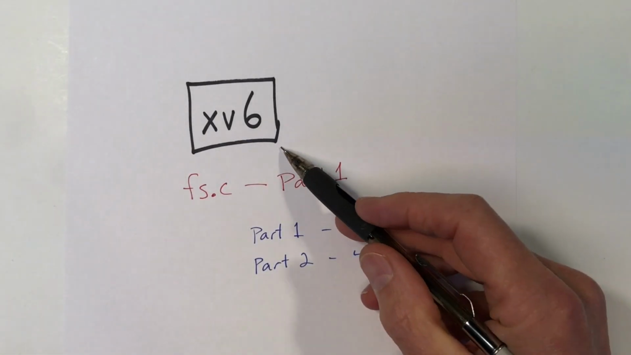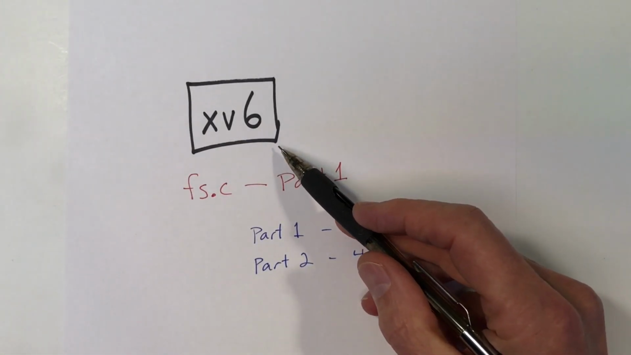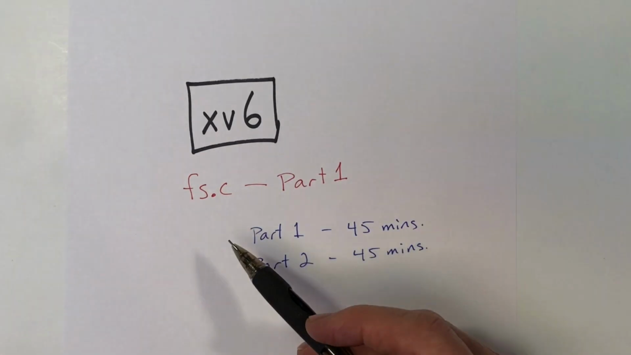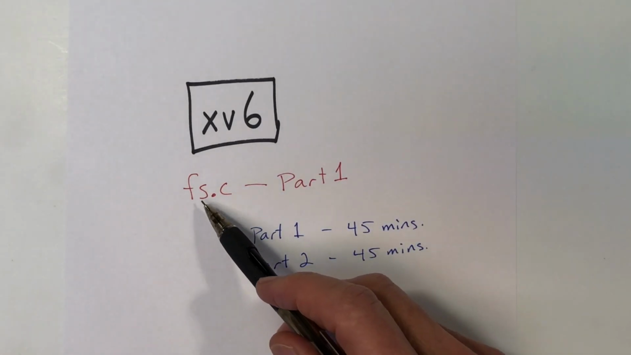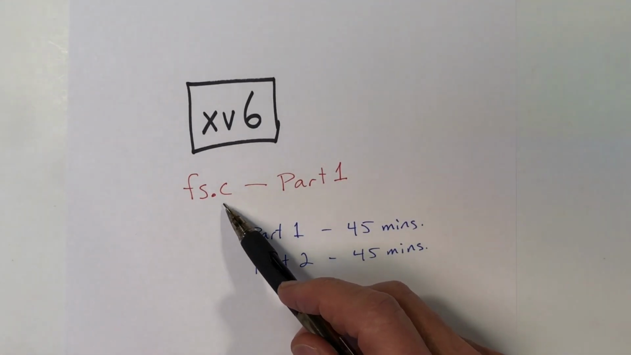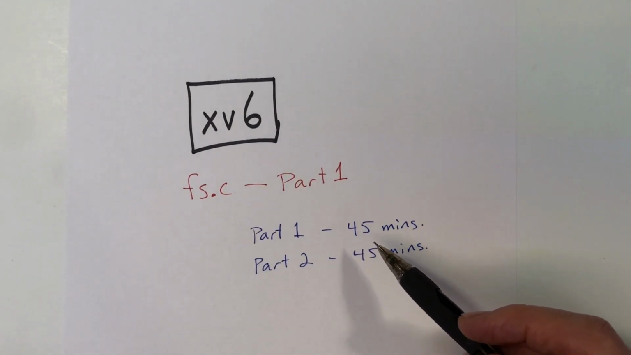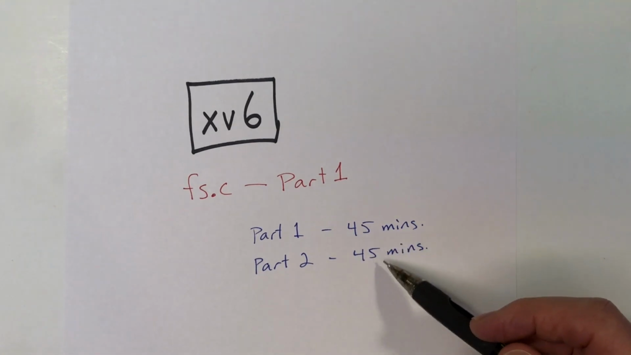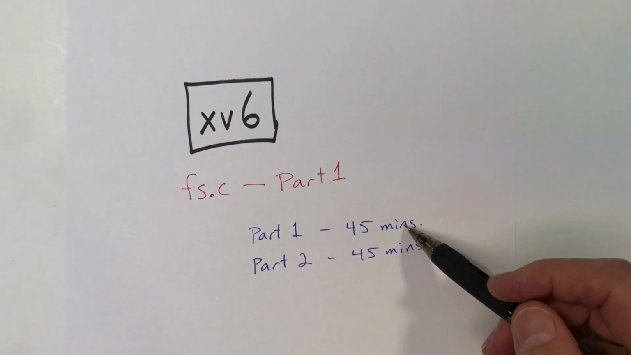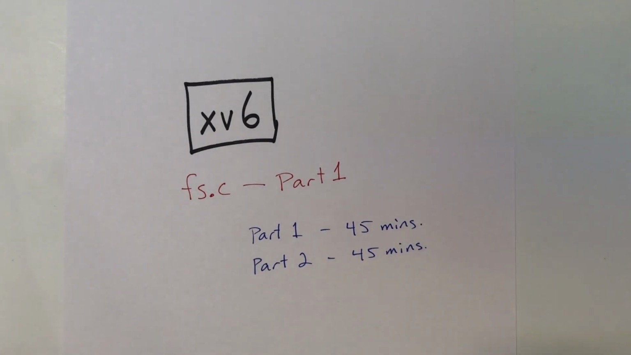This video is part of a series on the xv6 operating system kernel. In this video, I will cover the functions and walk through the code in the file fs.c. There are a large number of functions, and I've broken this into two separate videos. Each is about 45 minutes long, and this is the first video in that series.